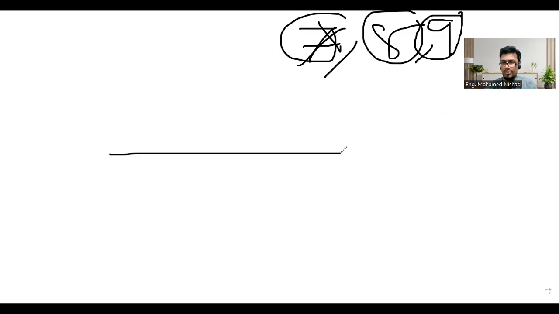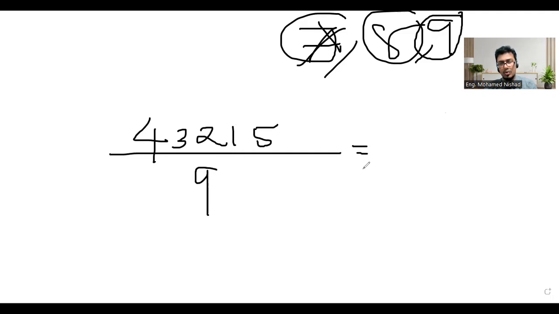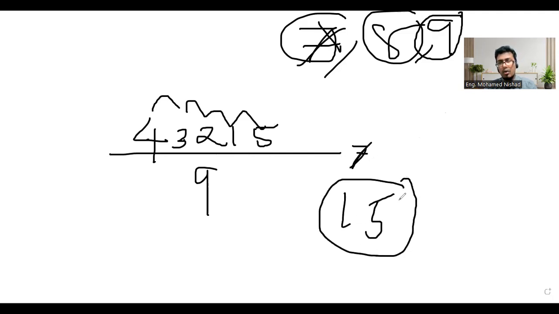It's very simple. We have to add all those numbers, maybe 2, 4, 3, 2, 1, 5, right? Divisible by 9. What we have to do? We have to add all these digits together. 4 plus 3, 7. 7 plus 2, 9. 9 plus 1, 10. 10 plus 5, 15. So we have 15 over here. Now we have to add these two numbers together. That can also be possible, right? 5 plus 1, it will be 6, right?